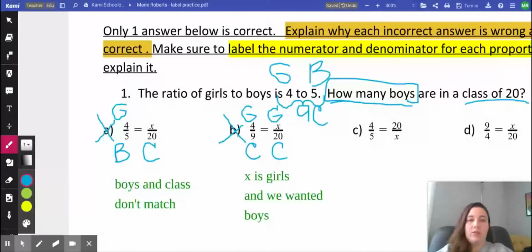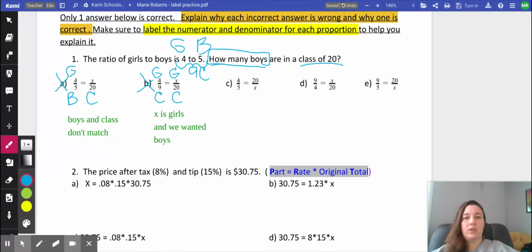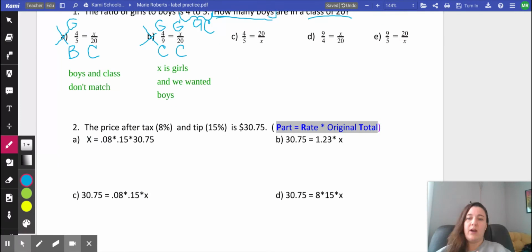So I'm gonna zoom back out. You should be copying this exactly how I have it. And then at the bottom, I'm using the Purdy formula. Part equals rate times total. P equals RT. So the scenario is I want the price after tax. This is a key word, after tax.